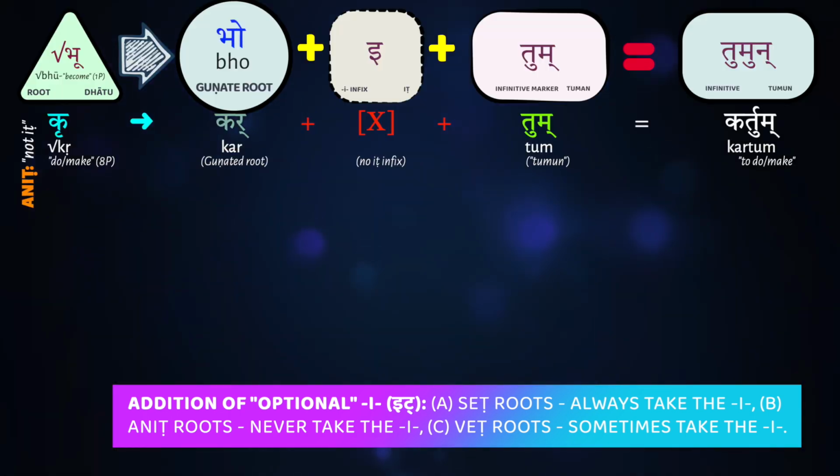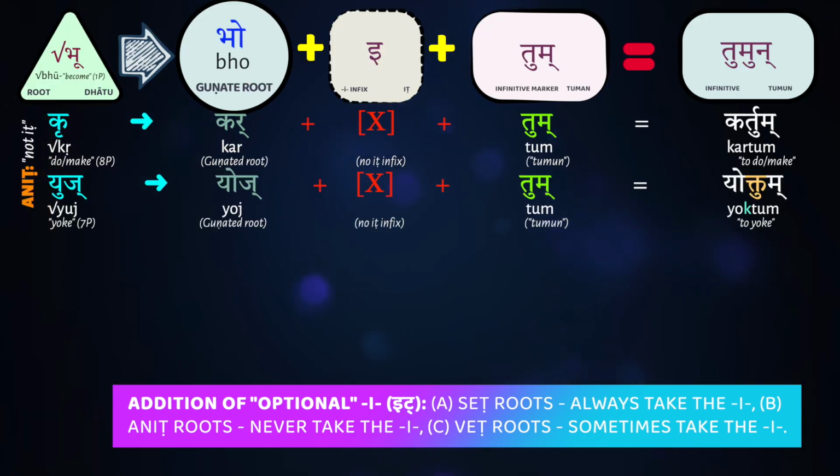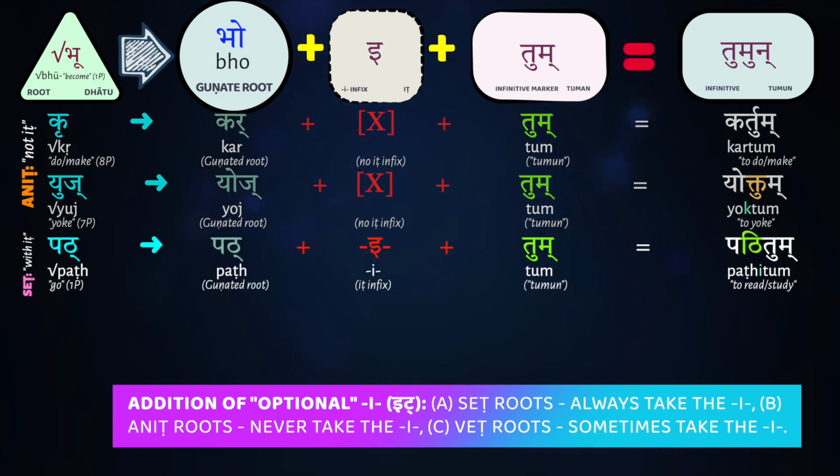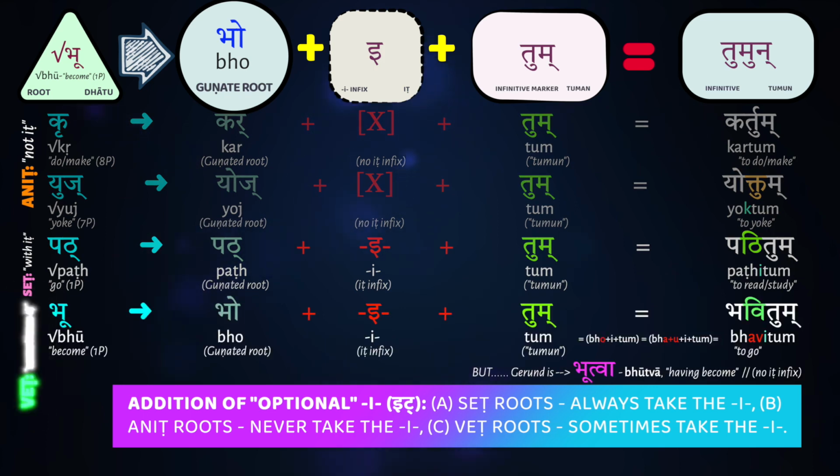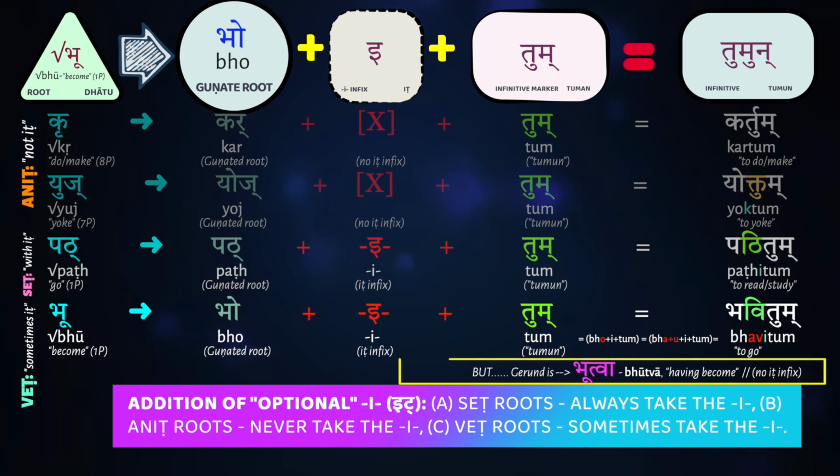Anyway, in our examples, kr, to do or make, is anit, never the ikara. So are yuj and gam. But pat, to read or study, is set. You always have to add the ikara. Bhu is vet. For making the infinitive, you will add the short i and you get bhavitum, to become, with the i in there. But in other constructions, like in the gerund, we're going to learn this next time, you're not going to add the i.